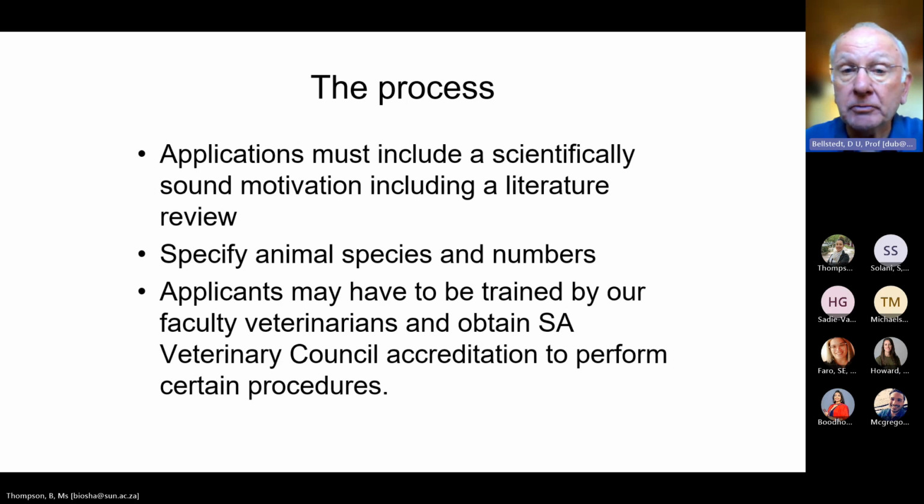An animal ethics application using animals can only be justified if there is a scientifically sound motivation. Then we need to know which animal species. That's completely easy to understand, and we need numbers, and the numbers are critical because we need to assess how much harm is going to be done. And then it may be because of regulations. If you want to draw blood from an animal or something like that, you are not permitted to do that without Veterinary Council approval. The Veterinary Council is the registering body for all vets, but they will also give you special permission by means of accreditation to perform certain procedures.